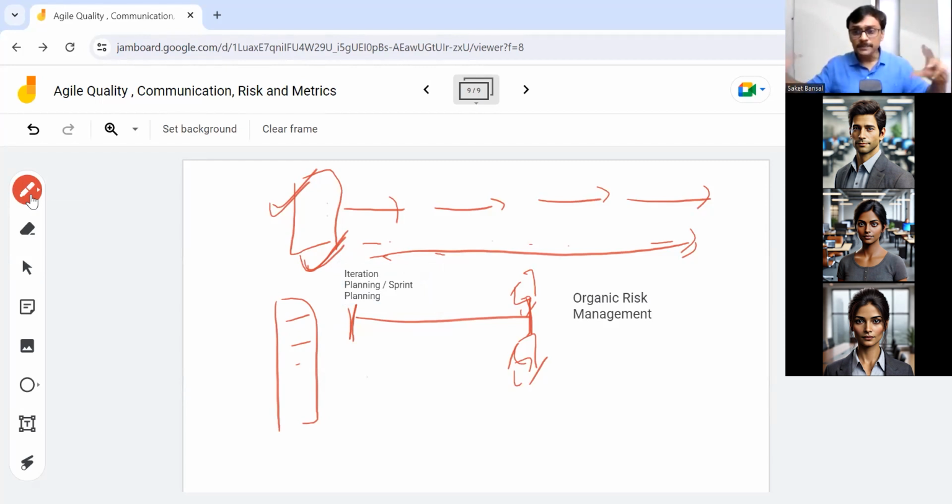Now, while you are doing that planning, you may see something may go wrong. Yeah. So you say, oh, we have a dependency in this story and that dependency may not be fulfilled, or there is a technically unstable component for this particular story which may not get fulfilled.